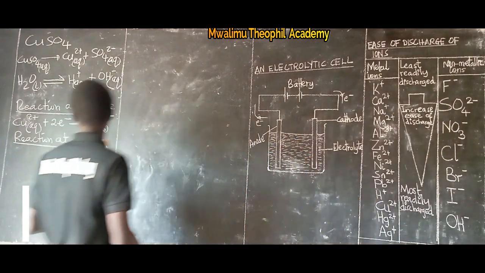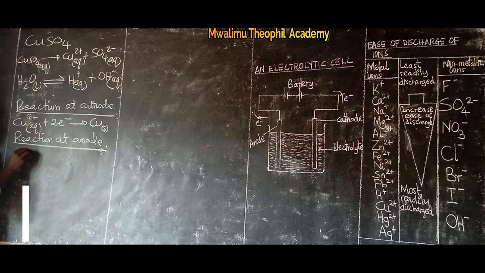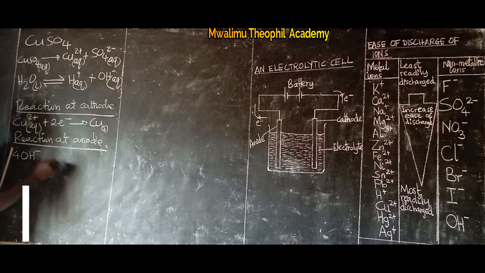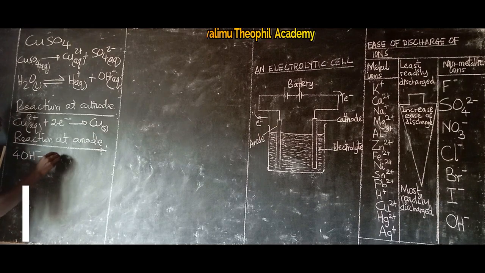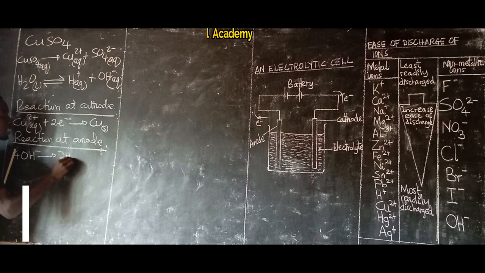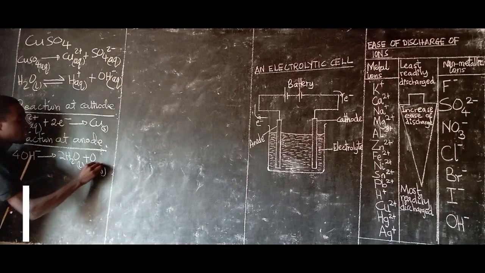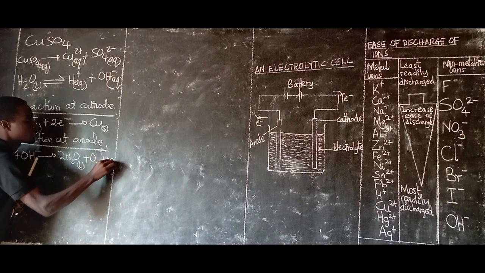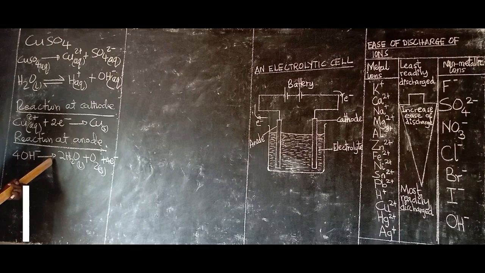Now, the reaction at anode will involve the discharge of hydroxyl ion to form water and liberate oxygen gas, water and oxygen gas, as you may see. So this will be the reaction at anode.